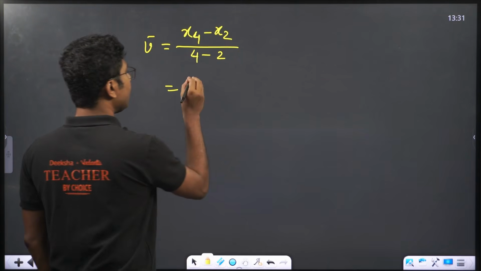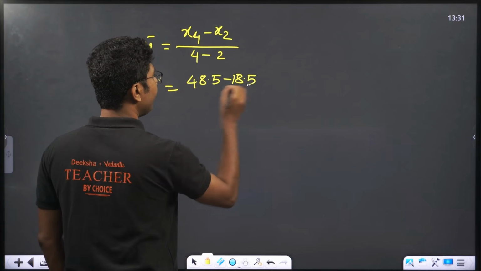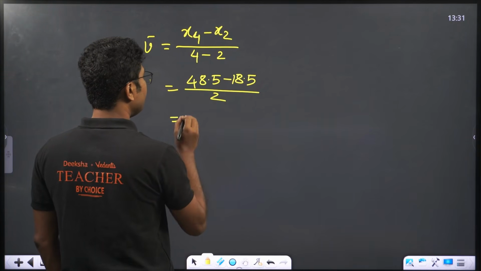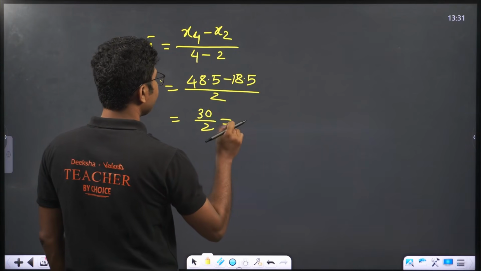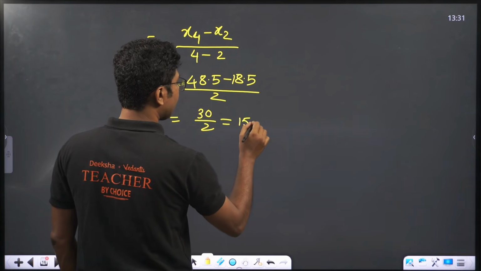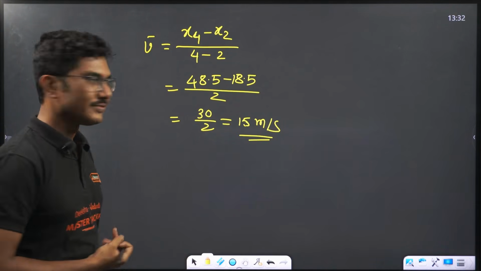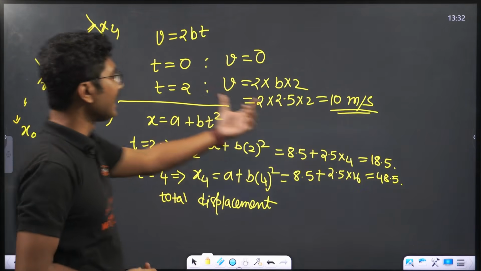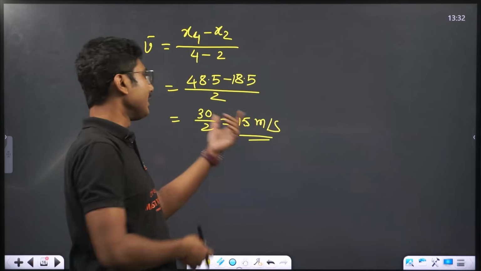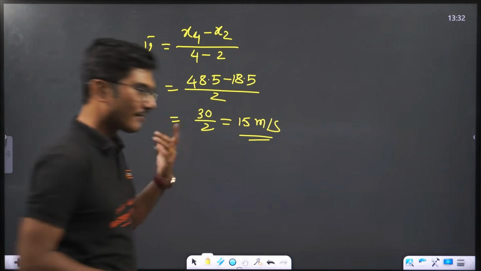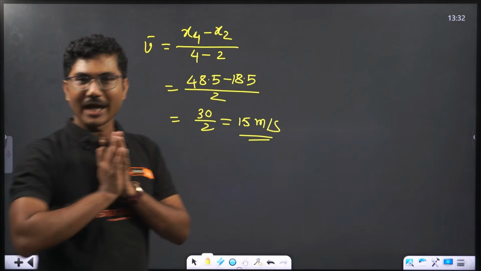So that is 48.5 minus 18.5 divided by 2, that is 30 by 2, that is 15 meter per second. So if you see, the average velocity is different, instantaneous velocity is different. Instantaneous velocity at t equal to 2 seconds was 10 meter per second, but average velocity from 2 to 4 is 15 meter per second. Right? So average velocity and instantaneous velocity are different quantities and they can have different values.